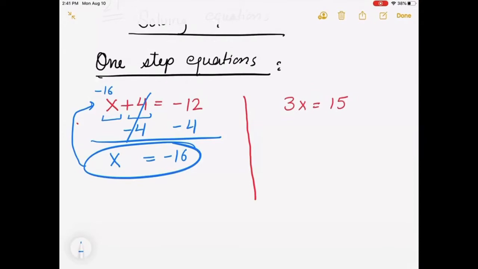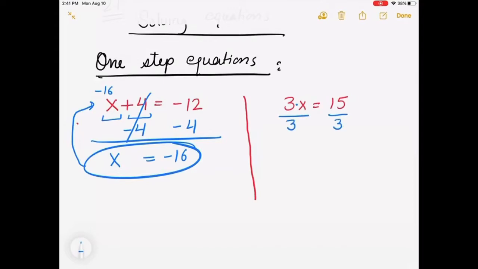Now let's move on to the second example, the one on the right side. I see 3 getting multiplied by x. So we need to isolate this variable, so we need to get rid of this 3. How do we do that? Now there are two different things you could do. You can divide by the same number, which is 3. You can divide both sides by the same number.